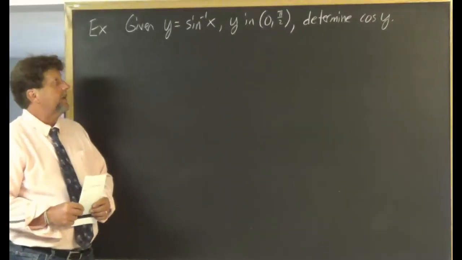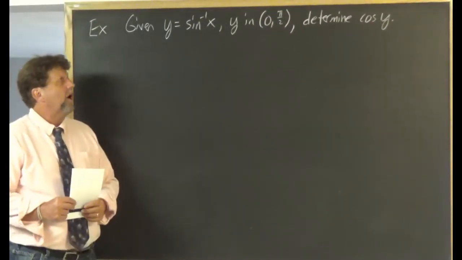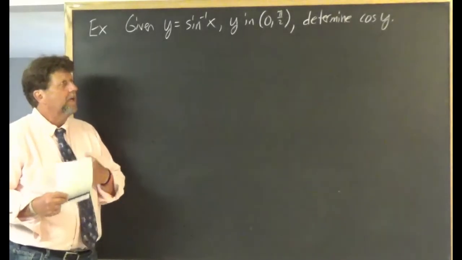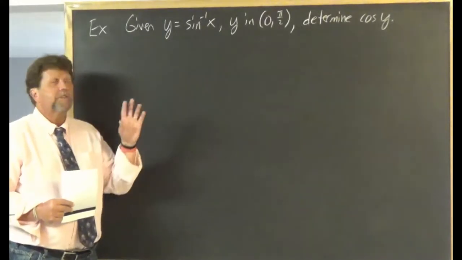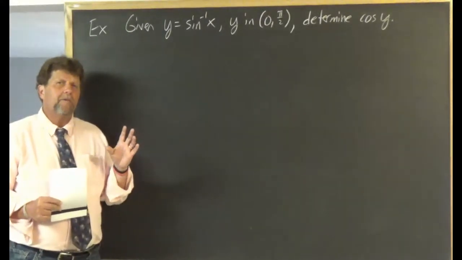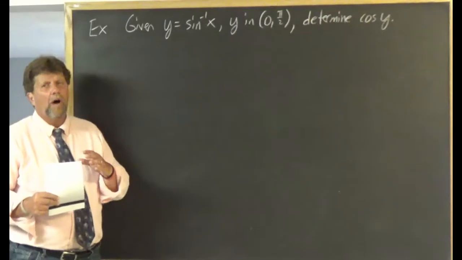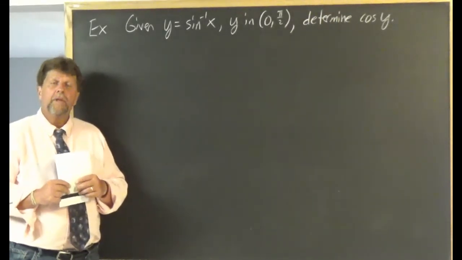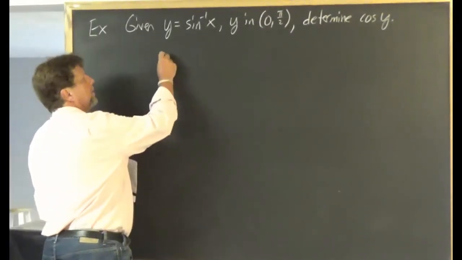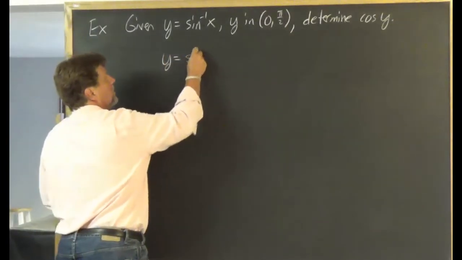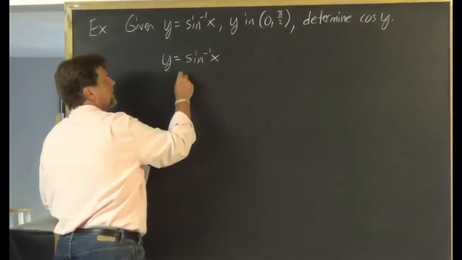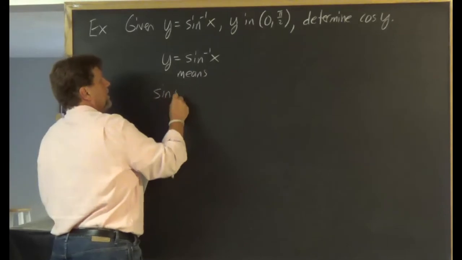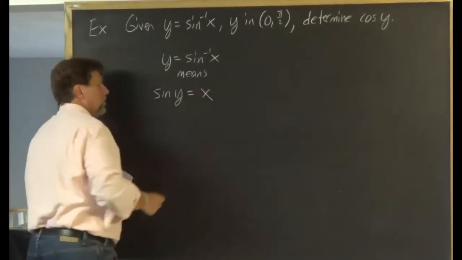All right, folks, in this example, we're given y equals inverse sine x. Y is in the interval 0 to pi over 2. Determine cosine y. So saying y is in the interval 0 to pi over 2 is basically saying y is an angle that terminates in quadrant 1. So, folks, y equals inverse sine of x. You have to remember that means the sine of y is equal to x.